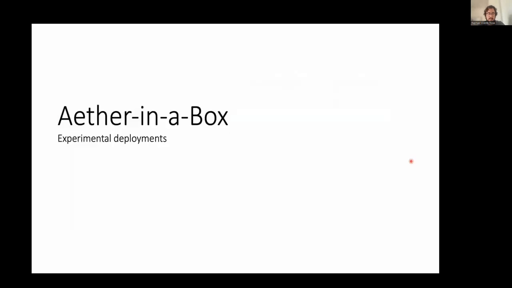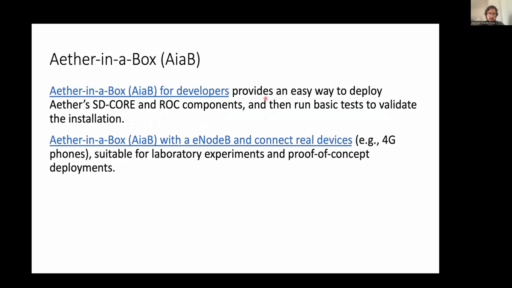Finally, I'd just like to talk quickly about Aether-in-a-Box. I talked about Aether and all of that, but the way that the developers use Aether is that Aether-in-a-Box is a set of scripts that allow the definition of a cluster in a single machine, where the components from Aether can be deployed. And these components would be the SD core, for instance, and ROC, and all the other functionalities that can be consumed by ROC, such as Prometheus, let's say Prometheus database and Grafana dashboards.